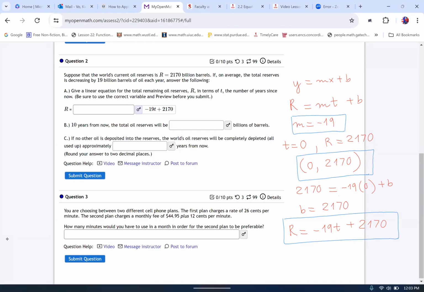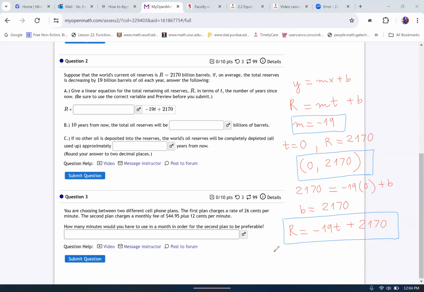Okay, so let's try to do part B of this. We have 10 years from now, the total oil reserve will be, well, how many billions of barrels? So 10 years from now means when T is equal to 10. So all I have to do is plug in T equal to 10 into this equation, and then that would help me calculate the total oil reserve 10 years from now. Okay, so let's try that calculation.